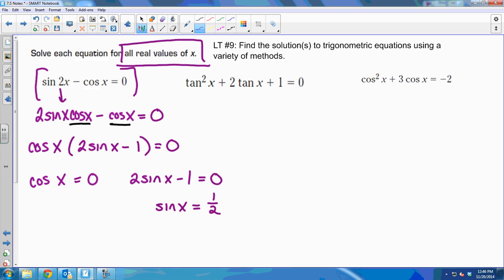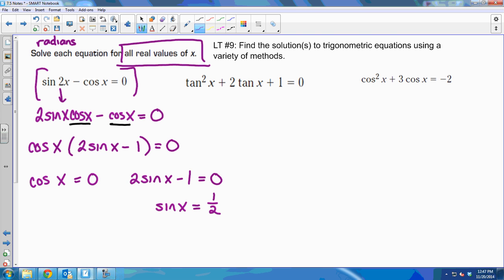Now, this isn't principal values anymore. We're talking about the whole entire unit circle. And we're going to express these in radians, just because I decided we're going to, instead of degrees. Generally, when you talk about all real values, you talk about radians, not degrees. It doesn't really matter.